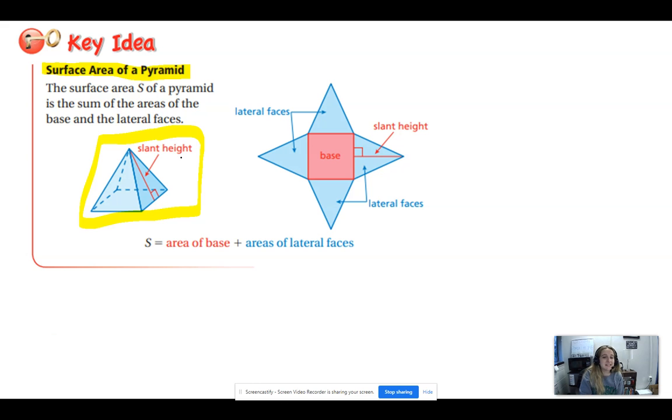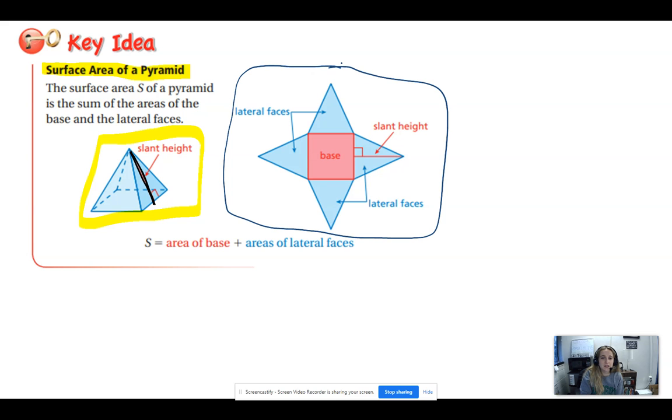The slant height, okay? The slant height of a pyramid is essentially saying, okay, how tall is the pyramid? But we figure that out through the slant height, okay? The next thing that we are going to be talking about, let me change this color, is the net. So go ahead and write this down in your notebook.